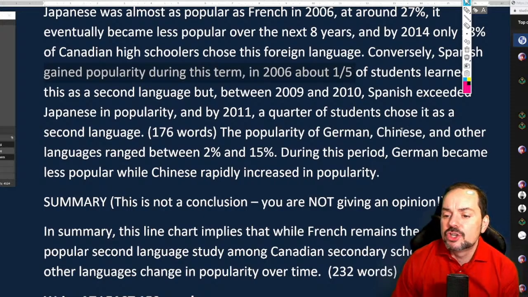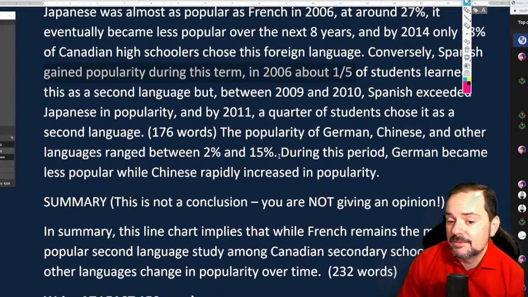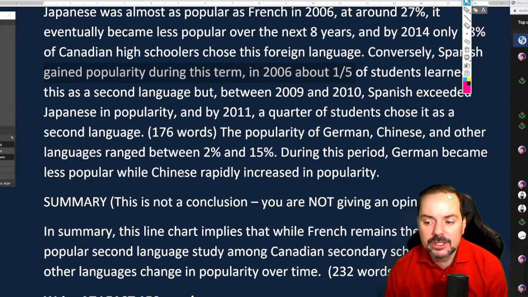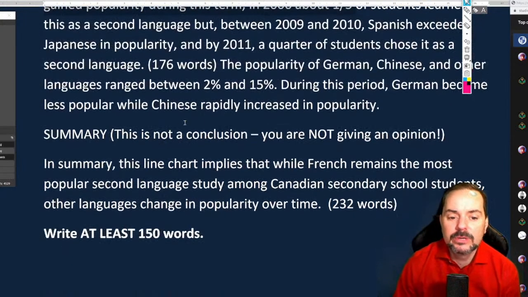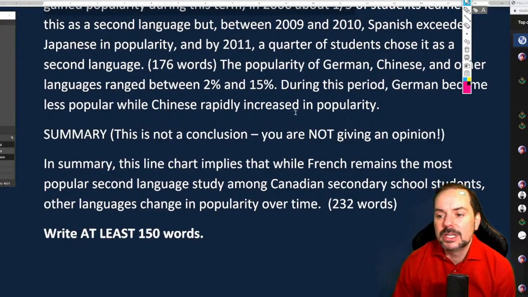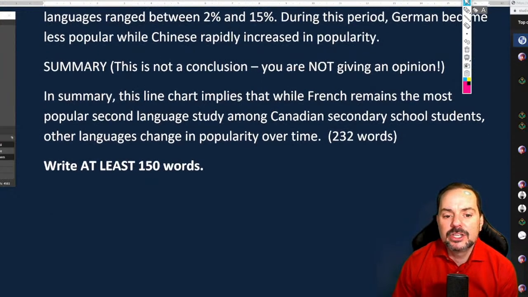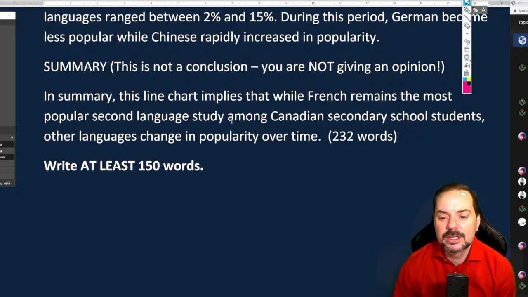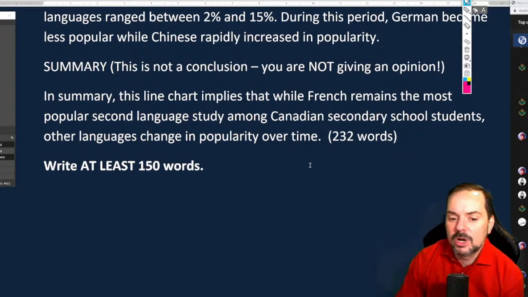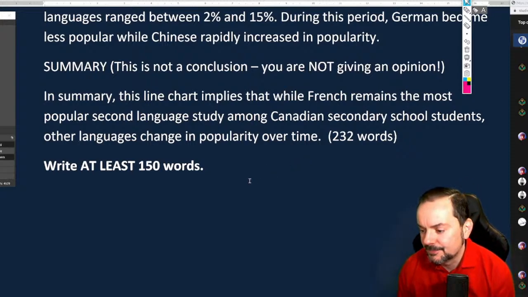The popularity of German, Chinese, and other languages ranged between 2 and 15%. During this period, German became less popular, while Chinese rapidly increased in popularity. In summary, this line chart implies that while French remains the most popular second language study among secondary students, other languages change in popularity over time.